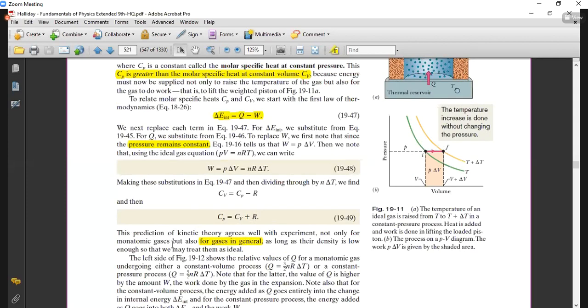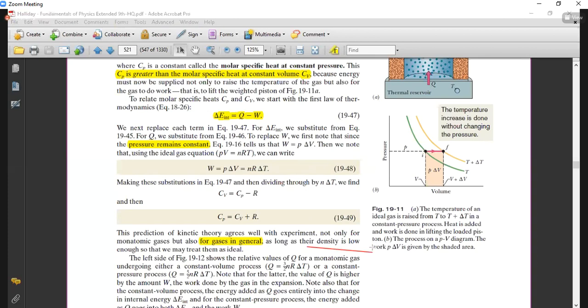Again, now he is saying that this relation agrees with the experiment not only for monatomic gases but for all gases in general. Again, with the condition that they have lower density, meaning we can consider a normal gas as an ideal gas only when they have very small densities, meaning they are very far apart from each other. So this is what he is saying here.